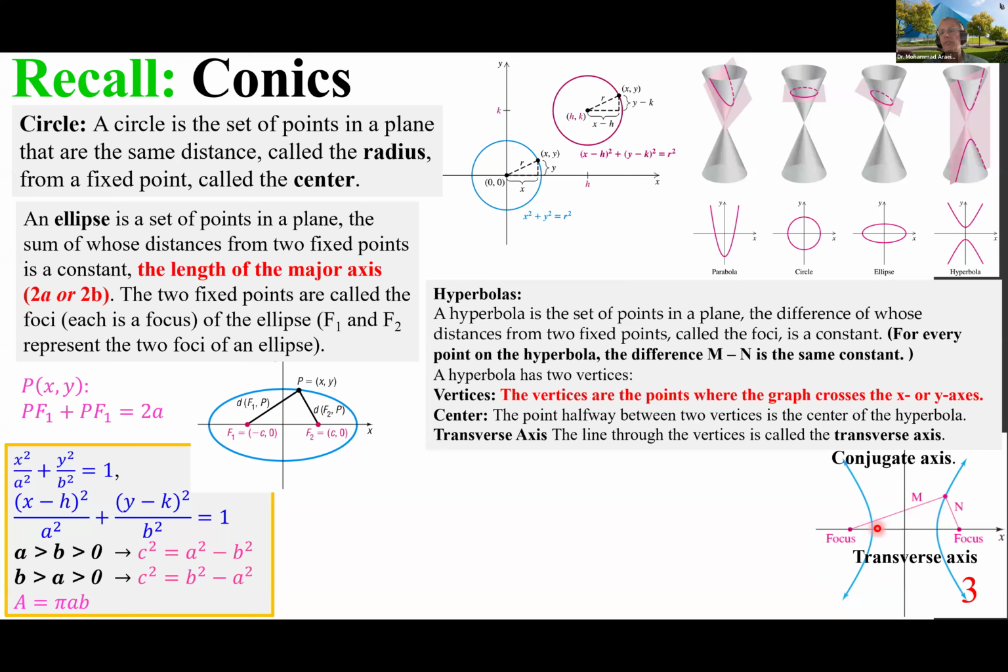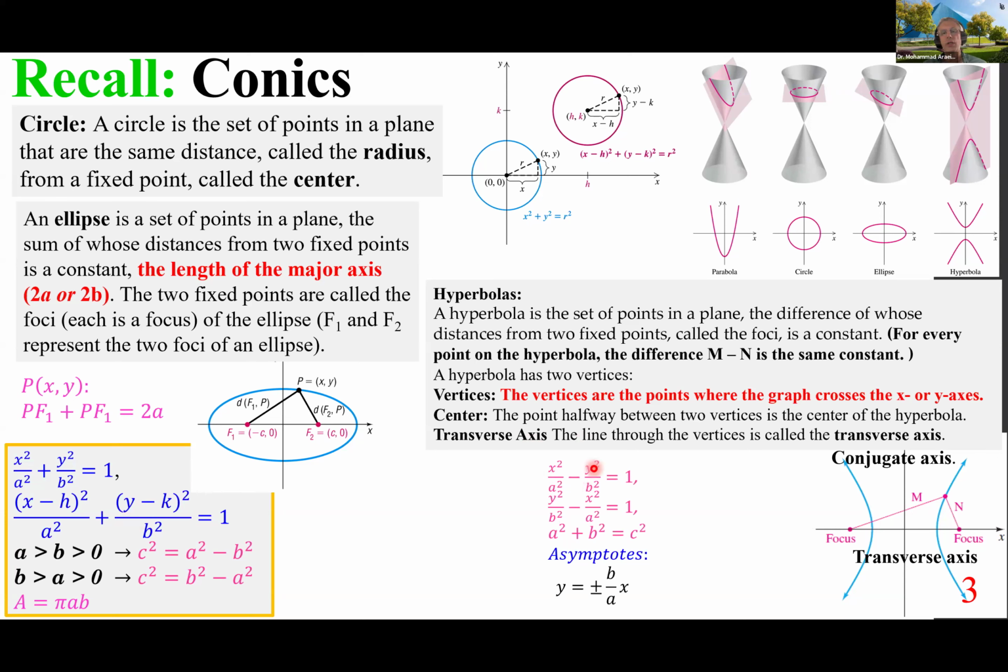A hyperbola has two vertices. It may be that it opens sideways, and the vertices, if the center is at 0, 0, are the x-intercepts; if it opens up and down, they would be the y-intercepts. Vertices: the points where the graph crosses the x or y-axis. Center: the point halfway between the two vertices is the center of the hyperbola. Transverse axis: the line through the vertices, which happened to be the x-axis in this graph, is called the transverse axis.